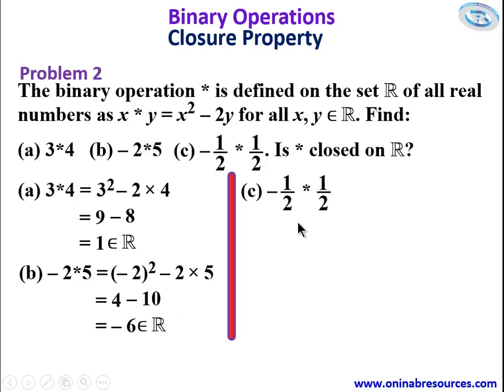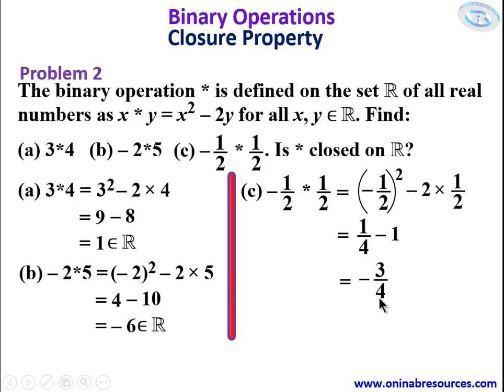For C, we have negative half operation half, which means x is negative half and y is half. So we substitute in here. We have negative half squared minus 2 times 1 over 2. Negative half squared is 1 over 4, minus 1. 1 over 4 minus 1 is going to give us negative 3 over 4. And this negative 3 over 4 is still an element in R, since negative 3 over 4 is a real number.